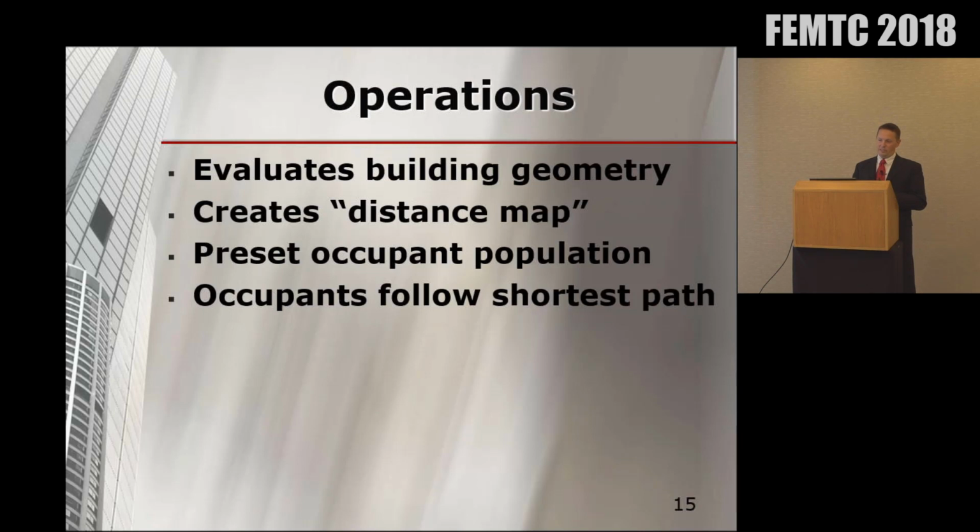It basically draws ISO lines, so to speak, where every meter it shows how far away from an exit occupants would be in the space. Then the user inputs the number of occupants in the space, and Simulex commands every occupant to follow the shortest path.